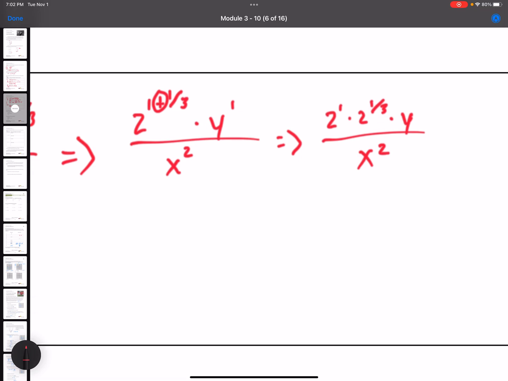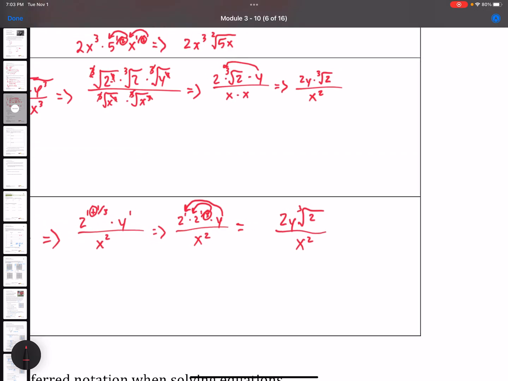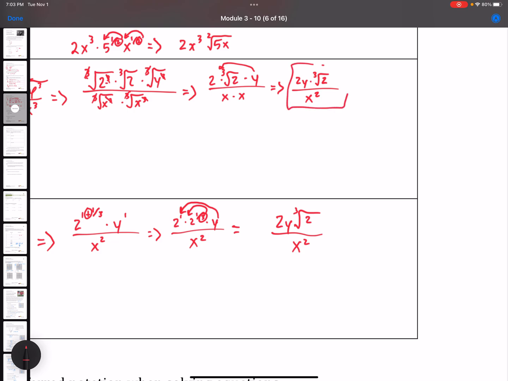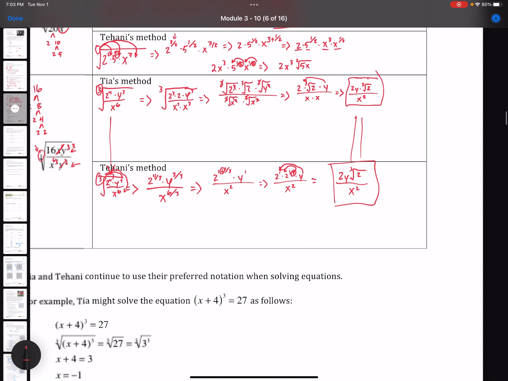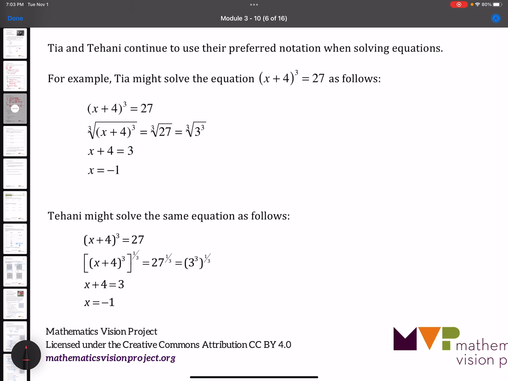When I simplify that one step further, I have to take this fractional exponent and bring it outside as a radical. I want to move this y over to the front so I don't have to wonder if that is inside of a radical or not. And I will have 2y times the cubed root of 2 all over x squared. And check it out once again, it is the exact same thing as we got previously, right? Awesome.